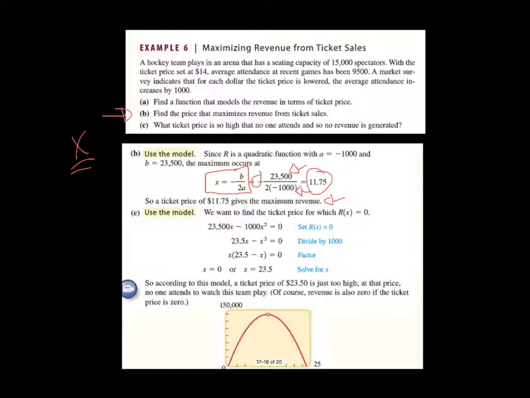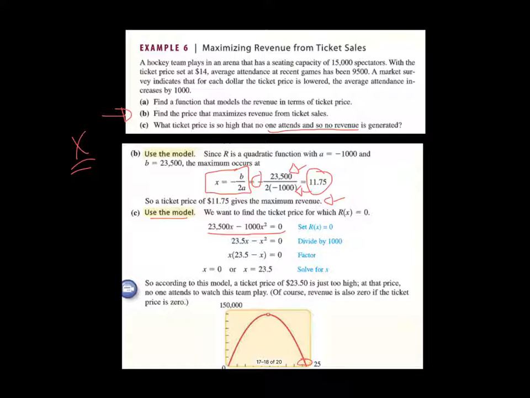That's the price of a ticket that gives the maximum revenue. Then it says to use the model, we want to know what ticket price is so high that no one attends. So where's no one going to attend? Or where are we going to generate a ticket price so high that we have zero revenue? That's going to be the 0 over here. So we're going to set this model equal to 0, right? Revenue of 0 means no one attended. And we end up with the ability to solve this problem.